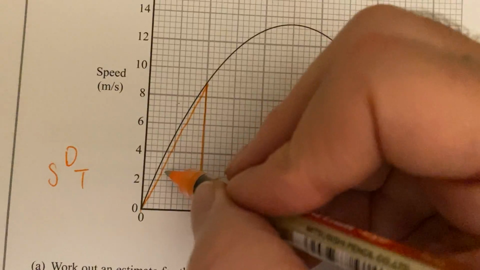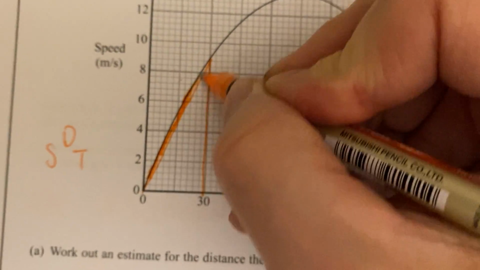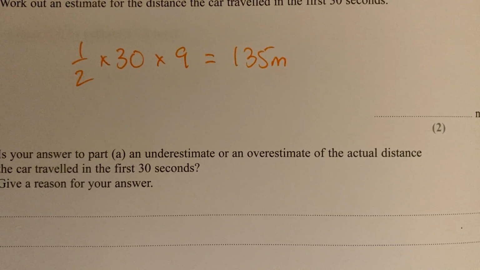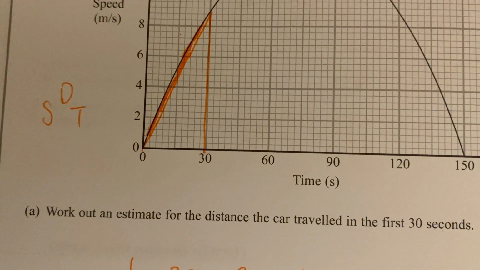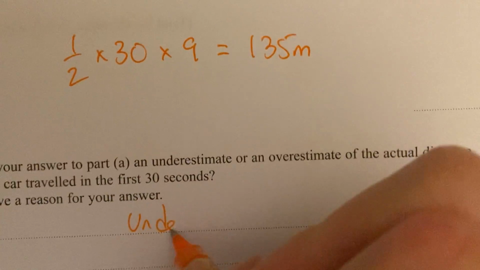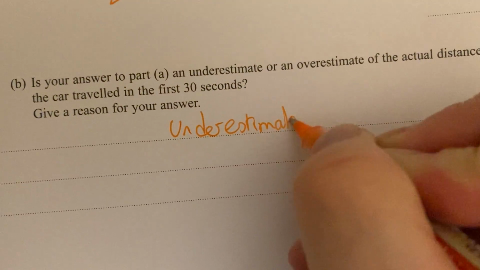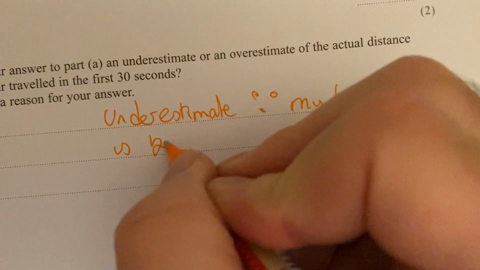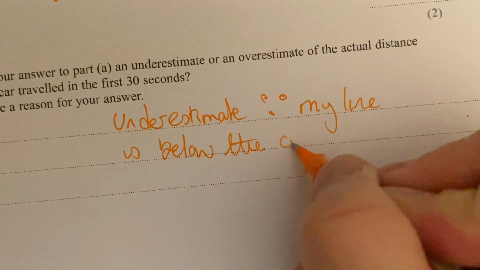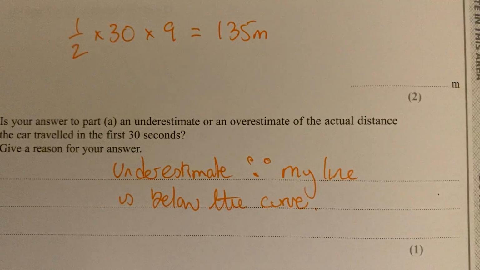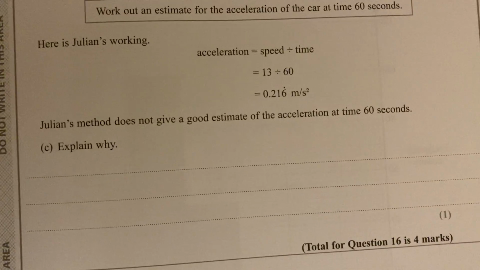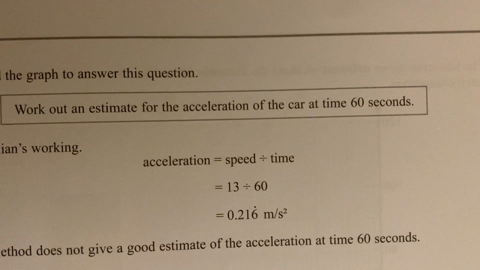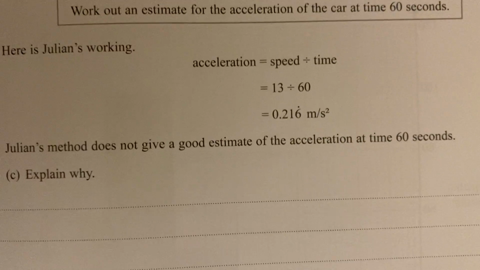Now what's interesting here is I haven't gone straight up, I've missed this bit out here. So where this question says, is it an underestimate or an overestimate of the actual distance? Well, I've missed that tiny bit out, so I've missed the space out, so it's an underestimate because my line is below the curve. So I've underestimated it slightly. And it says, Julian uses the graph to answer this question. Work out an estimate for the acceleration at 60 seconds. And he's got it wrong.